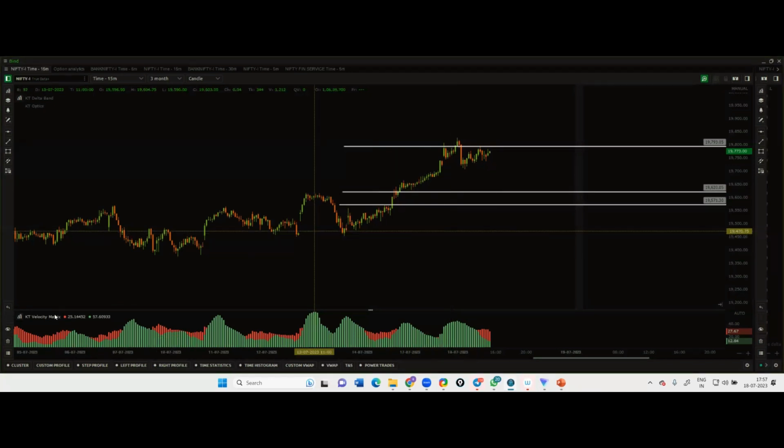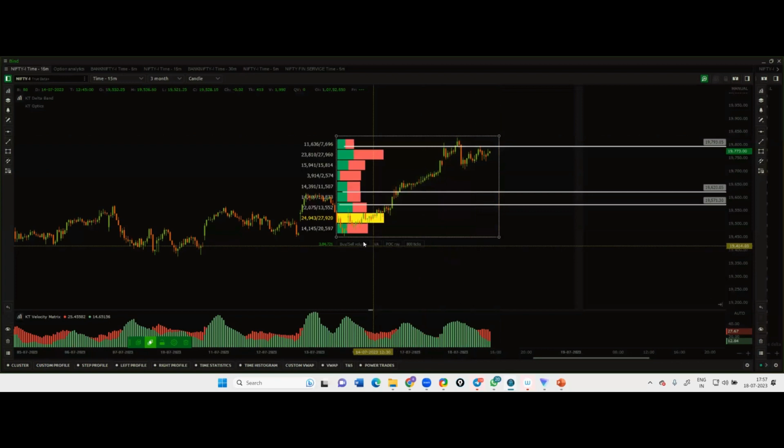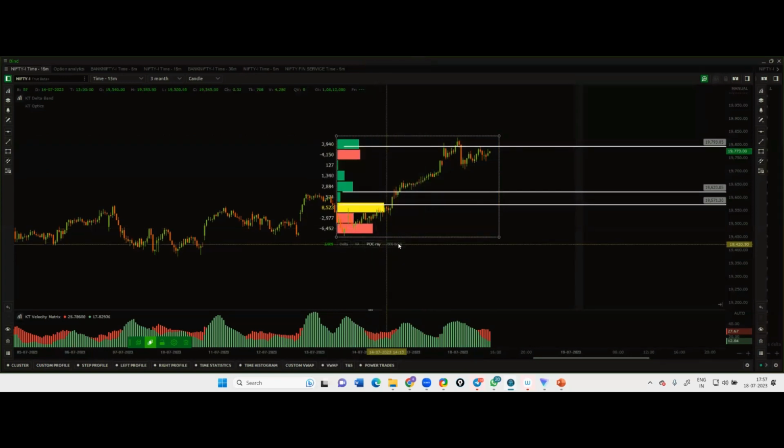Can you please show how to do it? Just go to custom profile and plot it from the most recent pivot low to the pivot high. And here in buy sell volume, choose delta. I'm personally using 200 tick size since this is on a larger price range here.